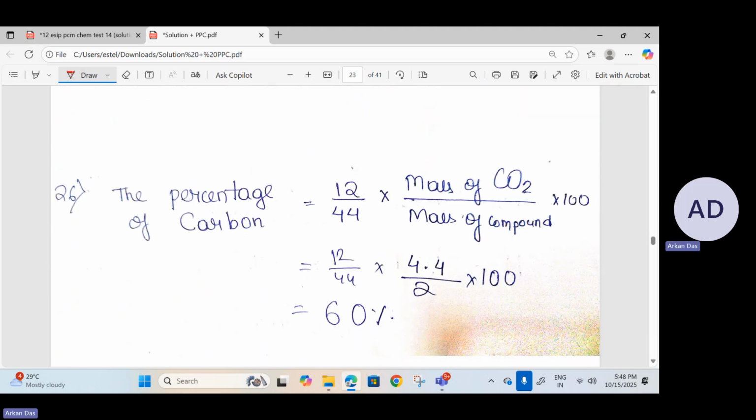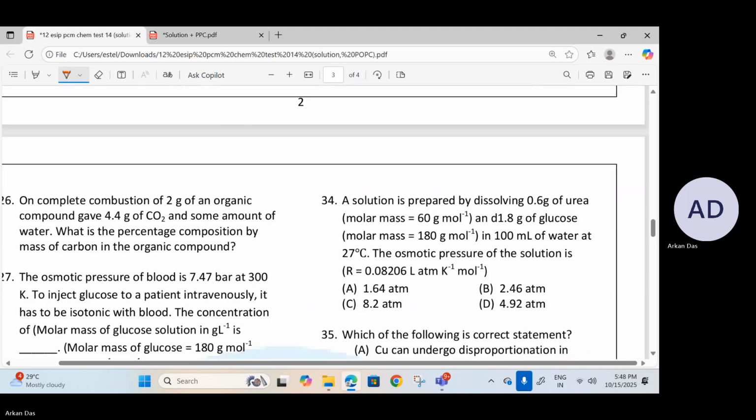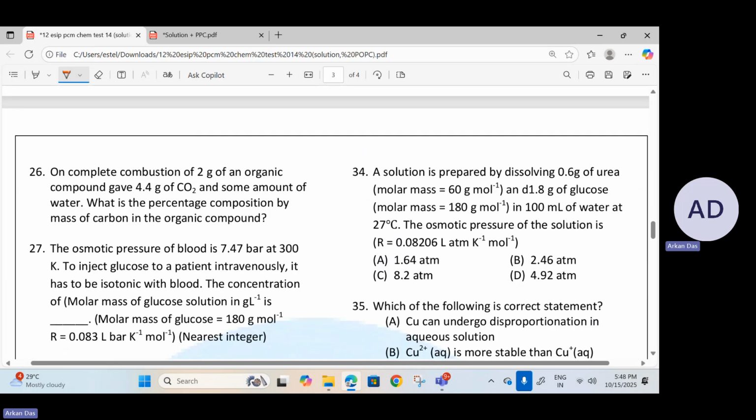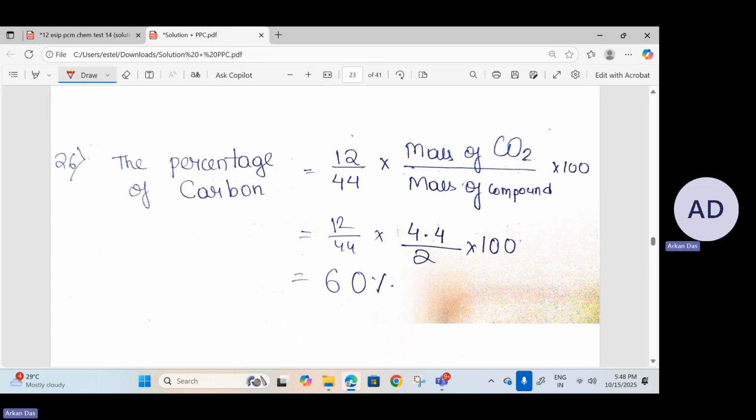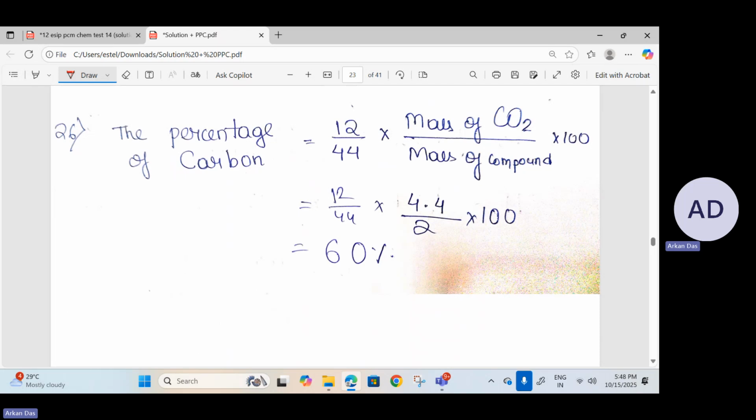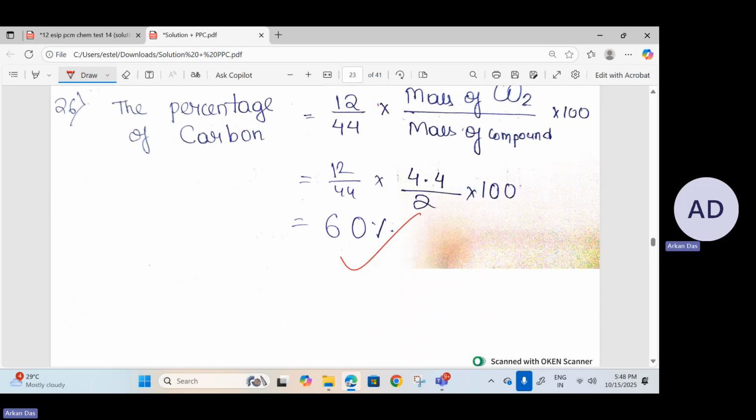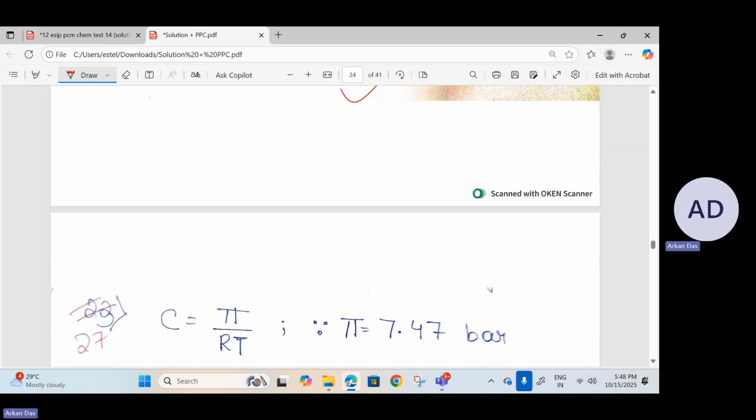Next, question number 26. On complete combustion of 2 grams of organic compound, CO2 and some amount of water are obtained. Okay, Liebig's method. That is, you are burning the organic compound and getting carbon dioxide. So percentage of carbon is 12 by 44 into mass of CO2 by mass of compound multiplied by 100, going to give you 60%. Liebig's method.